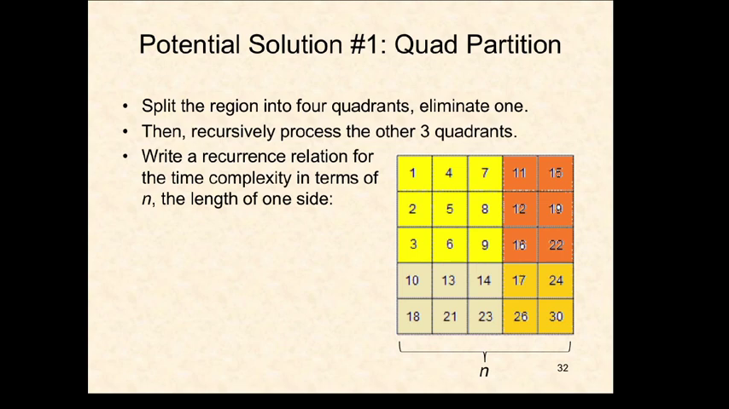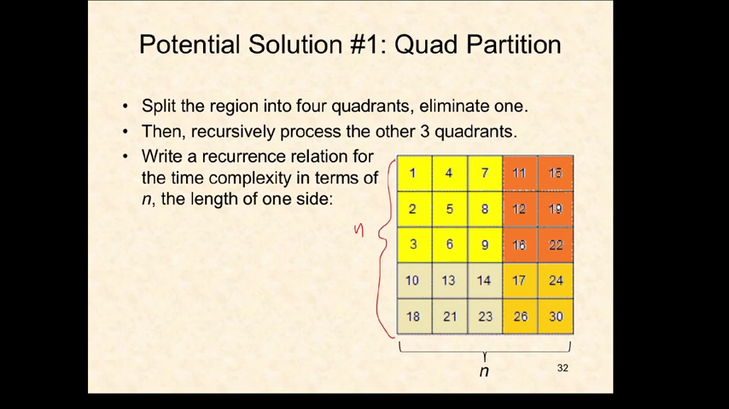Okay, so let's look at our first idea. What I'm going to do is split it in half both horizontally and vertically, and my definition of n is the size of one side. To make things a little bit easier, instead of n and m being different, we're going to assume it's n times n. Because we don't want to deal with two different variables in our complexity relationship, in this problem anyway.